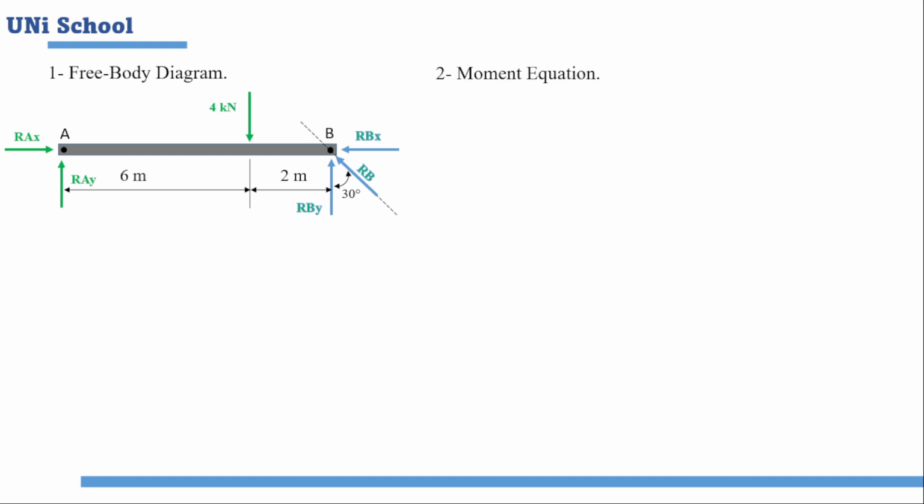Now, let's apply the moment equation using point B as a reference. The sum of moments relative to point B is equal to 0. Therefore, we have minus RAY, which creates a clockwise moment, times the distance to point B, 8 meters, which are 6 plus 2 meters, plus the force of 4 kilonewtons, which creates a counterclockwise moment, times the distance of 2 meters in relation to point B, equal to 0.